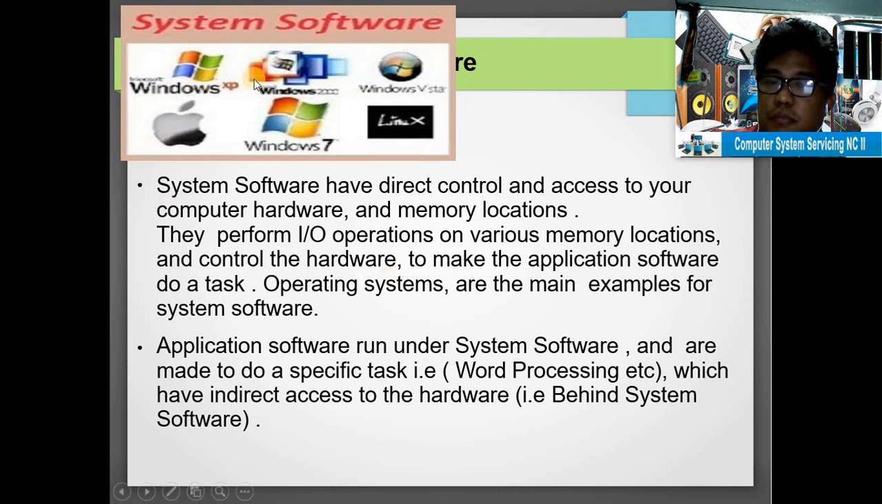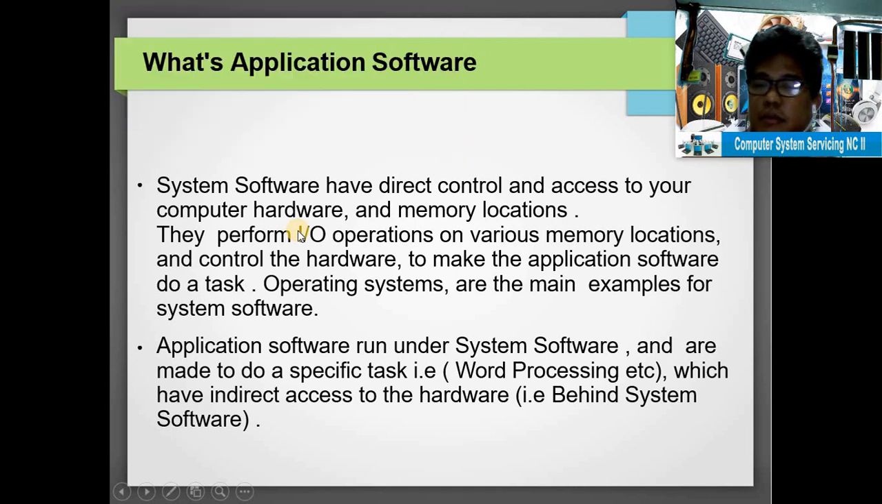Windows XP, obsolete. Windows 2000, obsolete. Windows Vista, obsolete. Windows 7, and at the latest, Windows 10. And then, para sa Macintosh, Apple Macintosh, o para sa Apple pala, and Linux. Okay? So, these are operating systems, examples of system software.